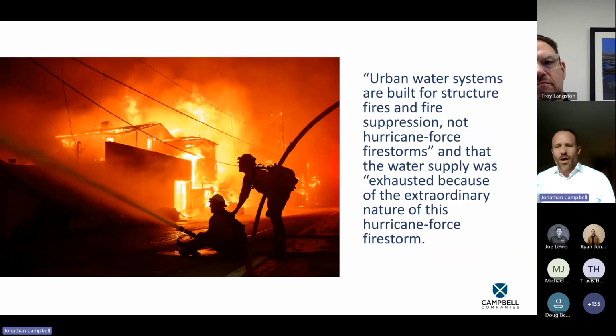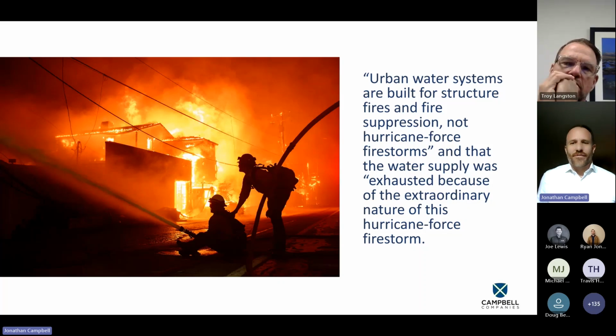We've heard a lot about the water systems, the fire hydrants that ran dry, the reservoir that was empty. And it's interesting. There's the political side, which everyone's pointing fingers on, saying you did this, we did that. But when you look at what the fire experts are saying, they're saying it didn't stand a chance. Didn't matter if there was water there or not, because it's an urban water system. It's built for structural fires. It's built to put out a house fire here, a house fire there, not a hurricane force firestorm.